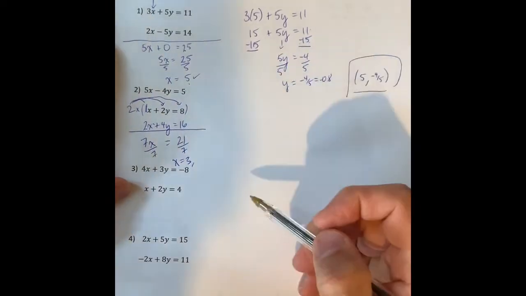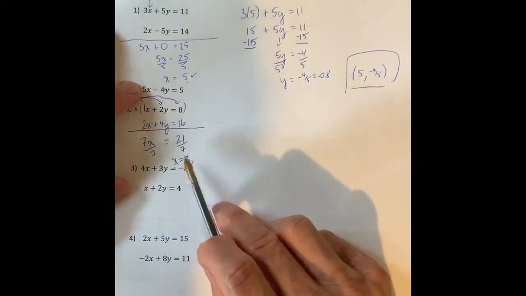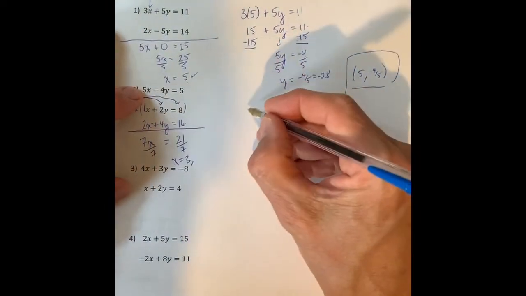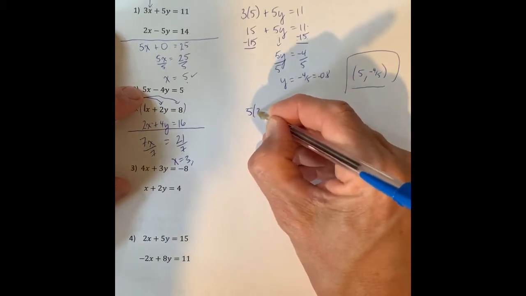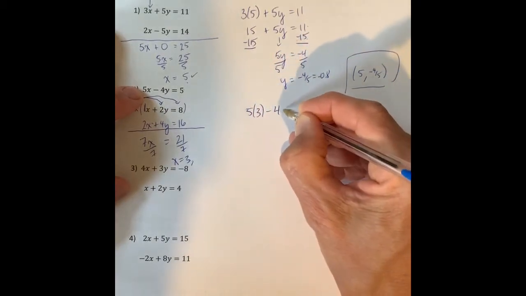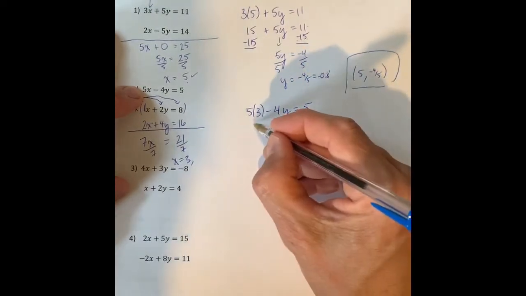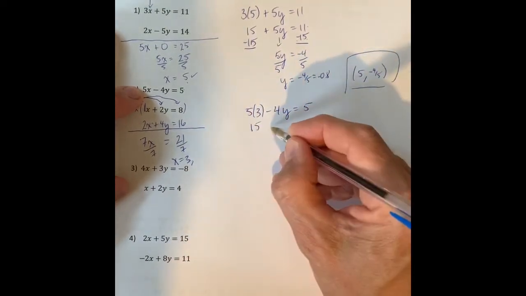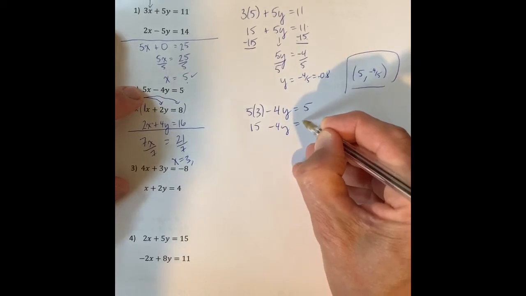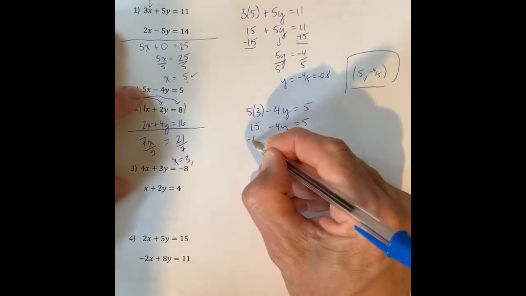That's awesome. Just like this last one, let's put 3 back up there. 5 times 3 minus 4 times y equals 5. Well, 5 times 3 is 15. What a coincidence. Minus 4y equals 5. Let's minus 15 to both sides.